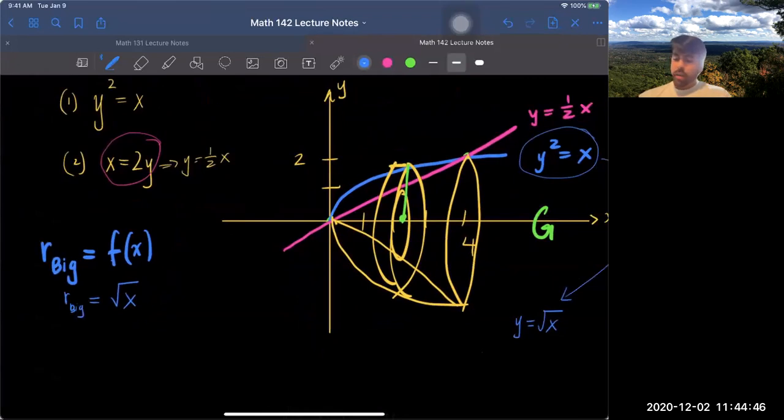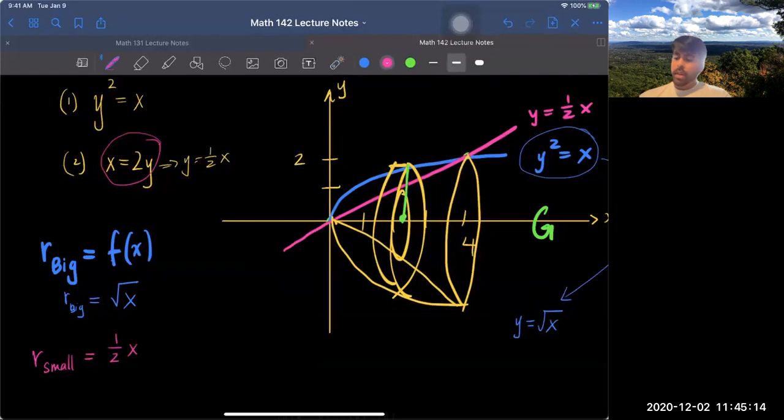Now what's the small one? R small. It's going to be the smaller radius. And that's going to be associated with the pink function, which in this case is 1/2 x. It's already defined for me. I was able to figure it out already. Y is a function of x. So this is going to be 1/2 x.